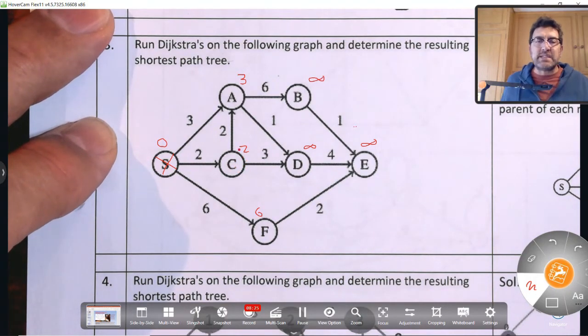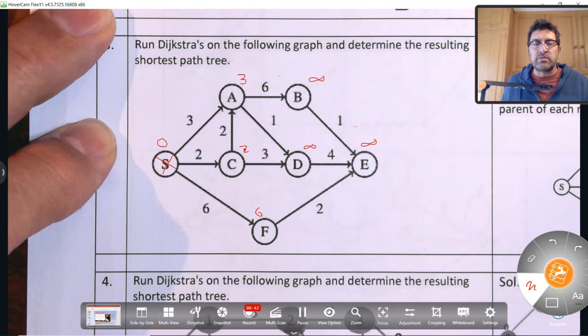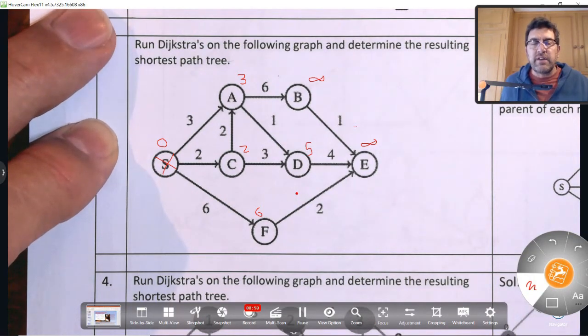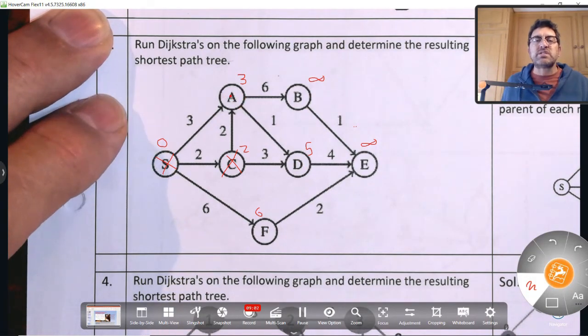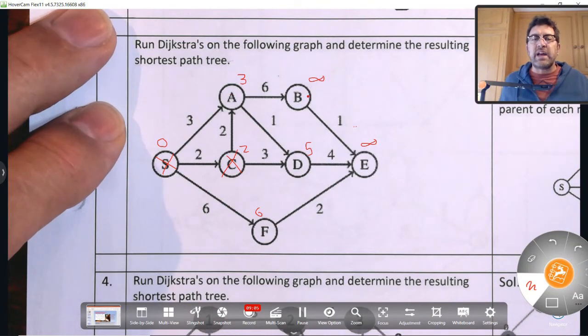So to get from C to A, I need to add another 2. So that gives me a 4. There's already a 3, which is less, so I'm happy. To get from C, can't go back here. To get from C to D, I need to add 3 to the already used 2. So that will change the infinity to a number that's smaller than infinity, which is 5. And there's no other adjacent vertices to visit, so I can mark C as visited. Now between 3, 5 and 6, 3 is the one with the smallest weight. So I go to 3 and I apply the algorithm.